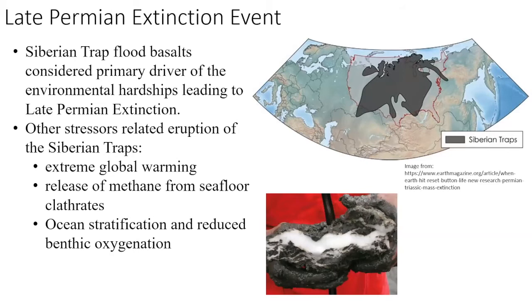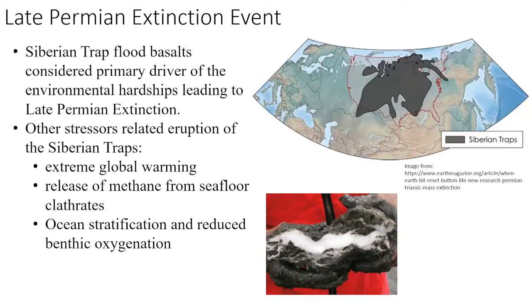Causes for the late Permian extinction: the Siberian trap flood basalts are considered the primary driver of environmental hardship for the extinction itself. And from the eruption of the Siberian trap flood basalts, we get a variety of additional stressors, all related to this eruption. So we go to extreme global warming, and with that, we move into the release of methane from seafloor clathrates and inevitably ocean stratification and reduced benthic oxygenation as well.